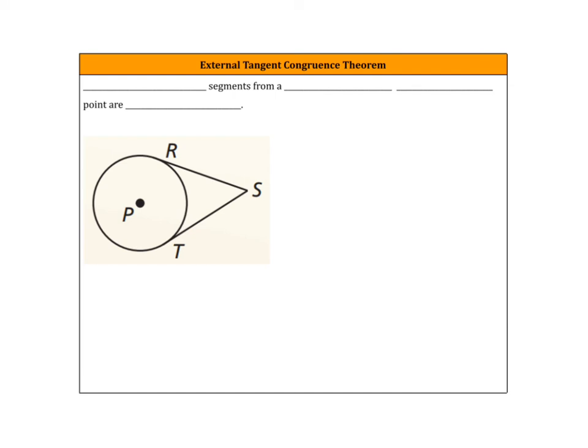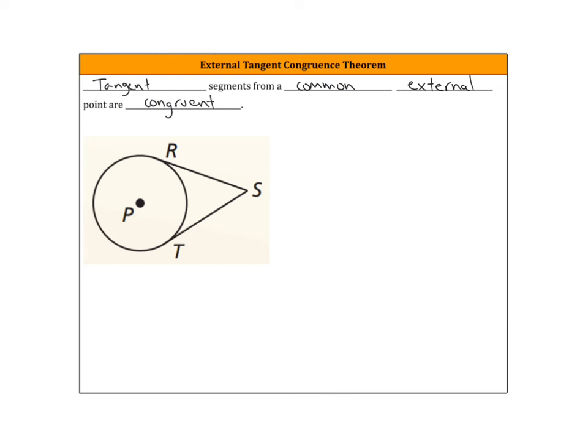All right, let's go ahead and cover one more theorem for today. This theorem is called the external tangent congruence theorem. It's kind of a mouthful, but the concept is actually very straightforward. So here's what the theorem says. It says that tangent segments, because yes, you can have more than one tangent segment to a circle, tangent segments from a common external point are congruent.